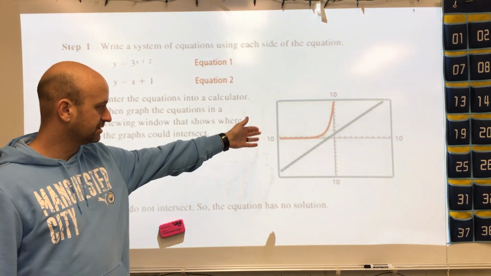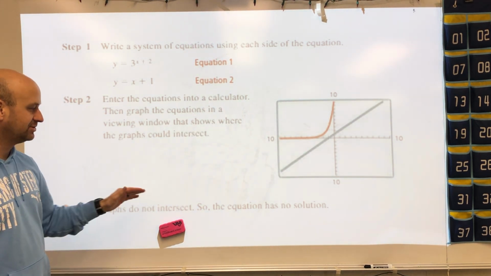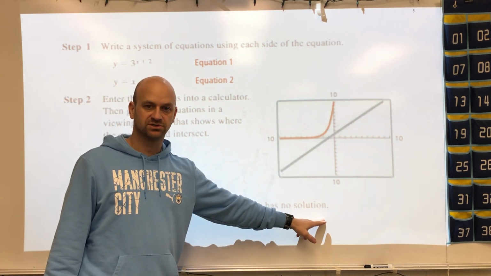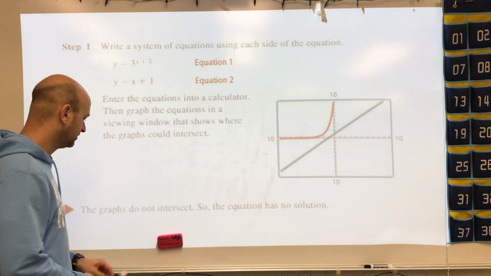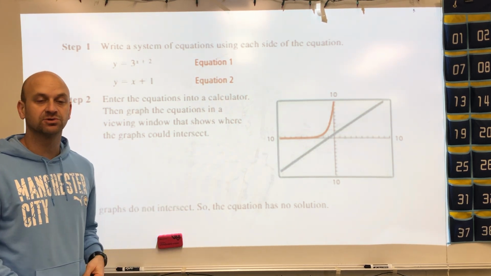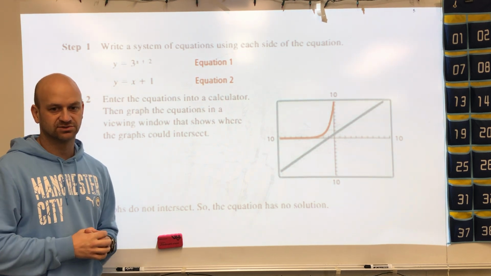Now, what do we notice about these graphs? Do they intersect? They do not. So because they do not intersect, right, there's no intersection, there's no solution, okay? So that would be one of those situations that might confuse you because it doesn't intersect, but it goes back to the rules we had. If the graphs don't intersect, it's no solution.